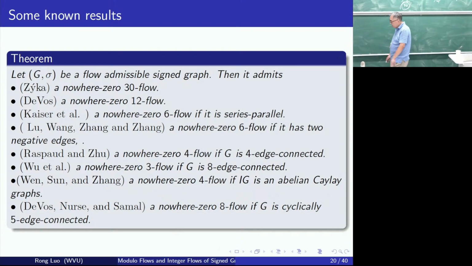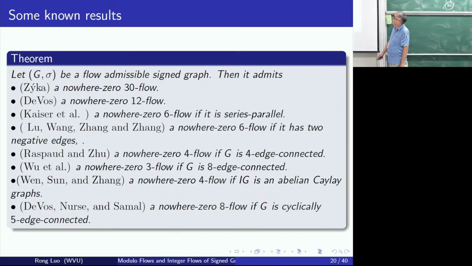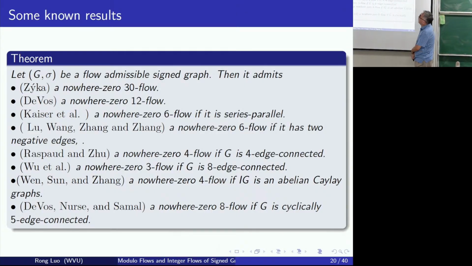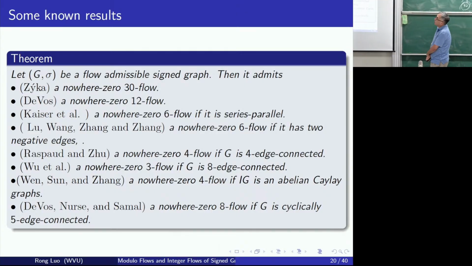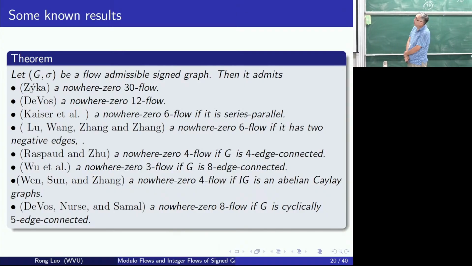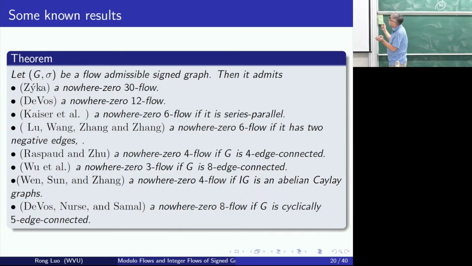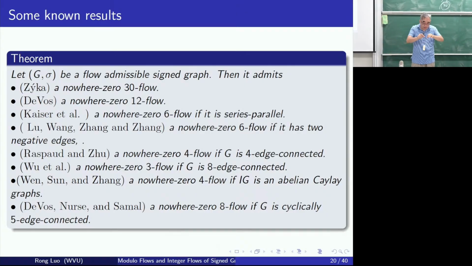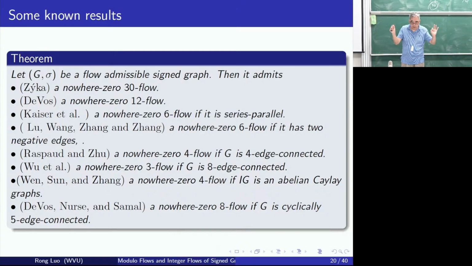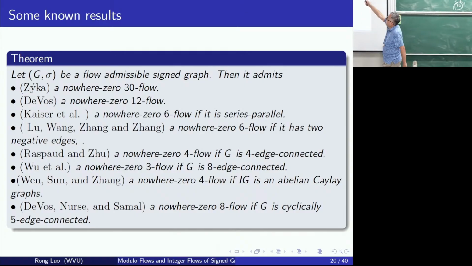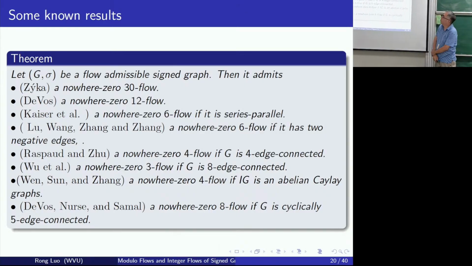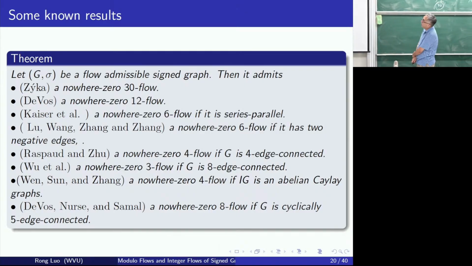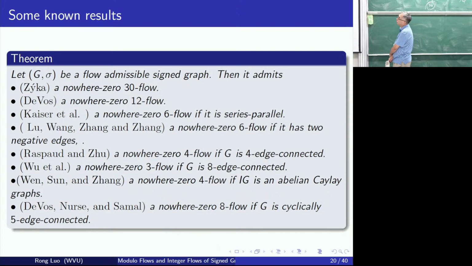Also, for some special families of graphs, for instance series-parallel graphs, one can prove that they admit a nowhere-zero 6 flow, and also for graphs with 2 negative edges. If the graph has only 1 negative edge, it does not admit a nowhere-zero integer k flow. It's not flow admissible. That's why we look at 2 negative edges. They can prove that if the graph has 2 negative edges, then Bouchet's conjecture is true.